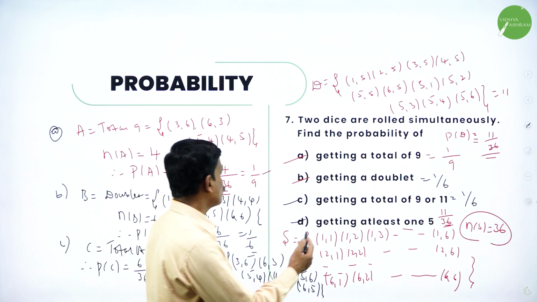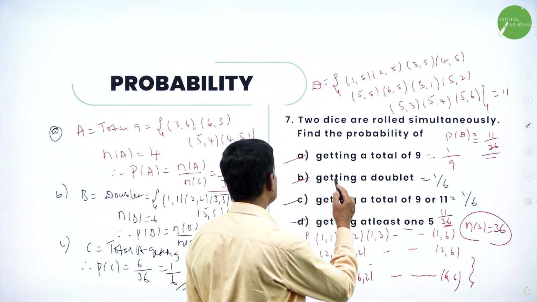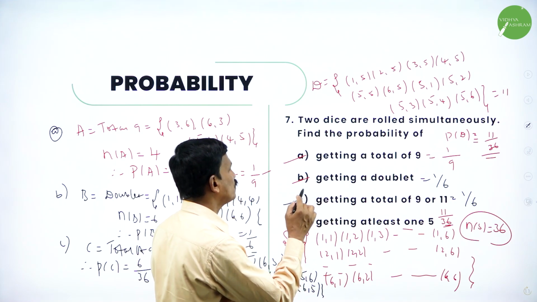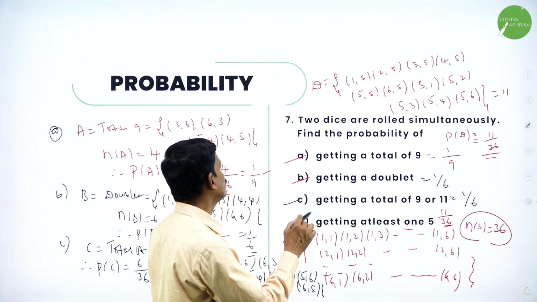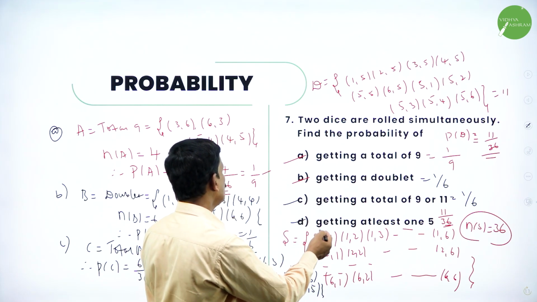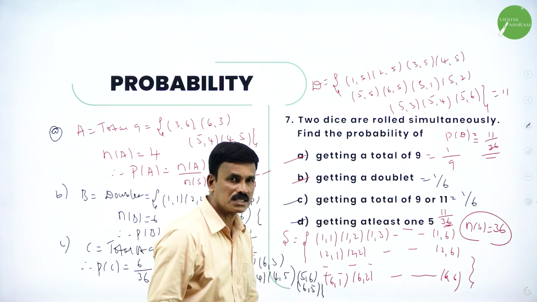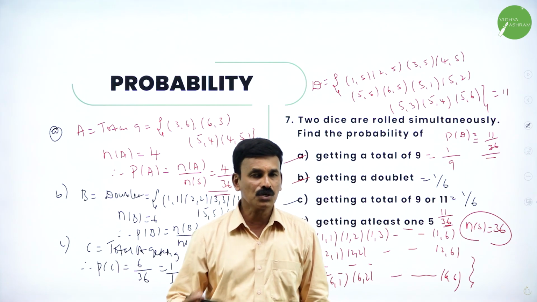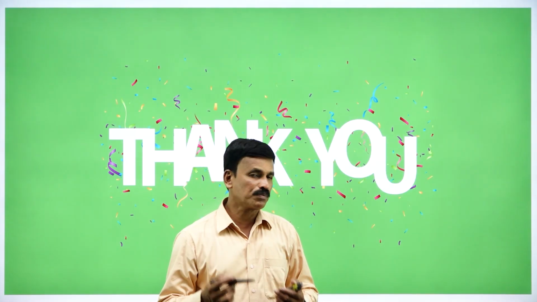The last one, the probability of getting at least one 5, means 1 comma 5, 2 comma 5, 3 5, 4 5, 5 5, 6 5, and again reverse, 5 1, 5 2, 5 3, 5 4, 5 6. So therefore 11 units. Therefore the probability of getting at least one 5 is 11 by 36. That's it. This is how we are going to solve this problem. Hope you followed. These are very simple problems.